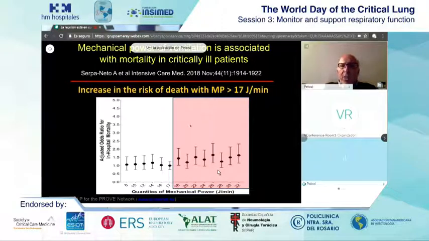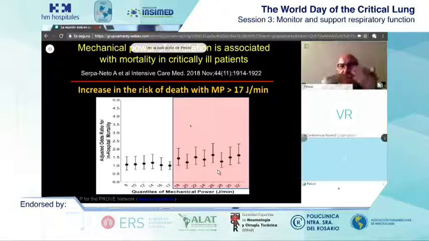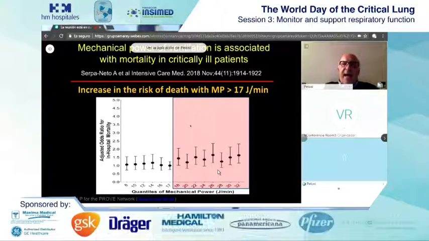We also look at the different quantiles of mechanical power and the risk of hospital death. We found that a threshold of 17 joules per minute was associated with an increase in the risk of hospital mortality. So driving pressure may be associated with the concept of energy and power in these patients.